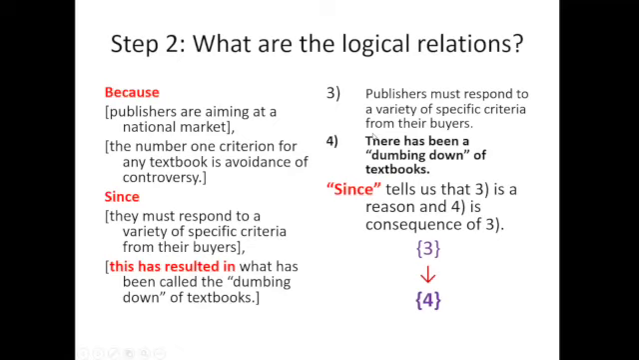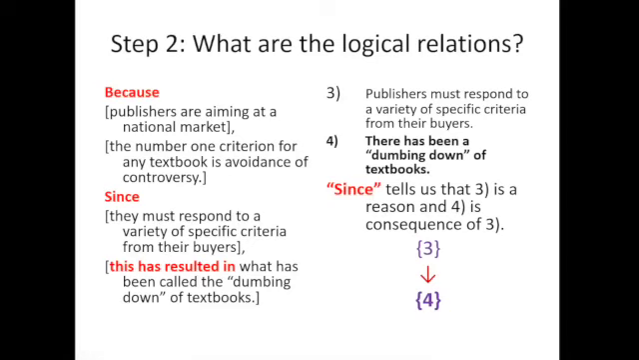And for the consequence, that there has been a dumbing down of textbooks, because that's what it has resulted in. This has resulted in what has been called the dumbing down of textbooks. So essentially the result is that there has been a dumbing down of textbooks. So we have 3 and 4, and 3 is the reason for 4. So we just draw the inference arrow from 3 to 4, right? And that's simple too. Okay.